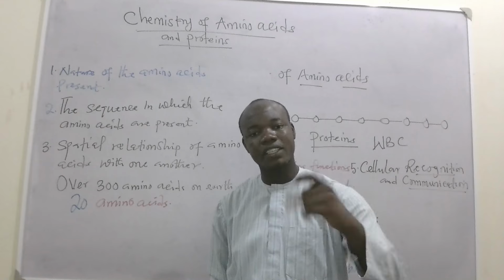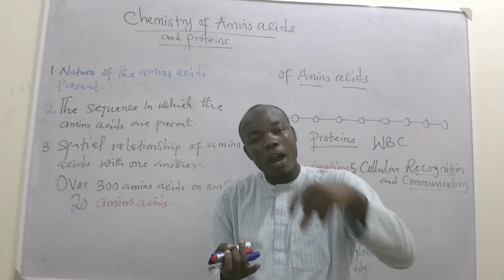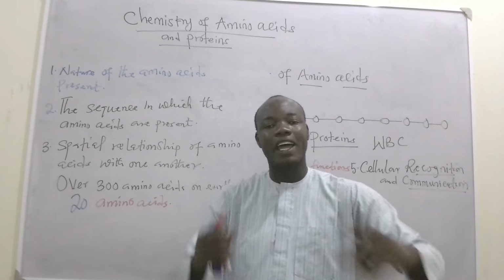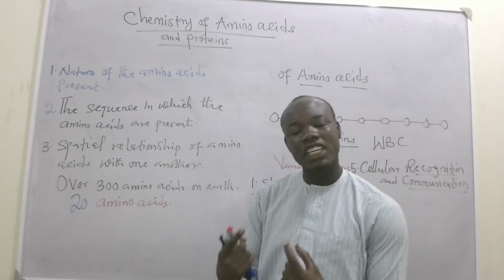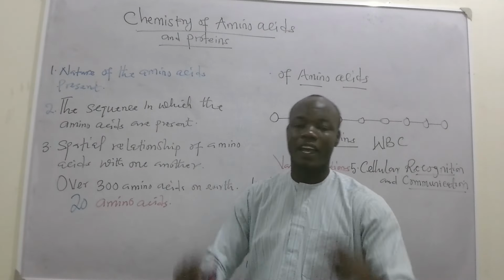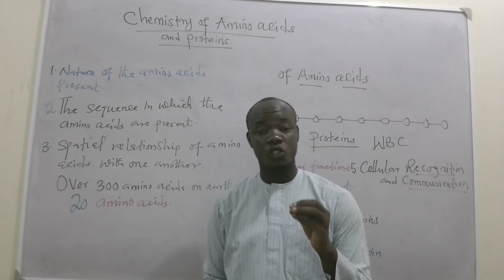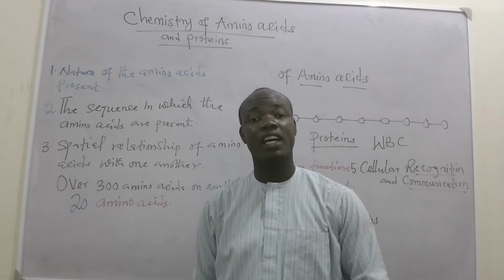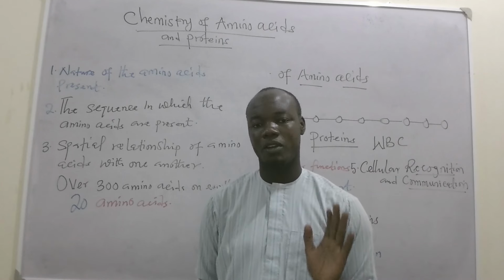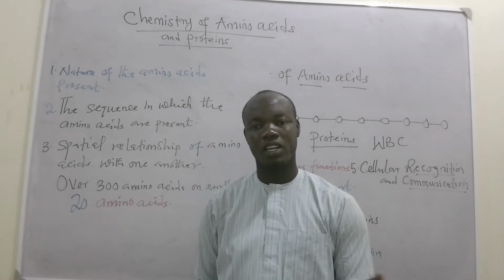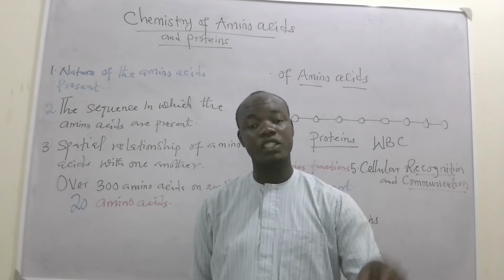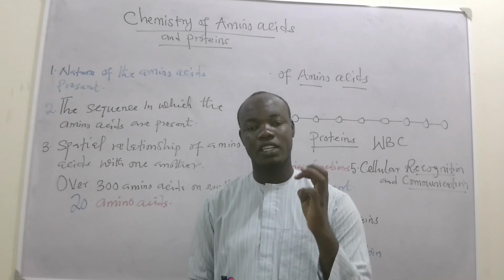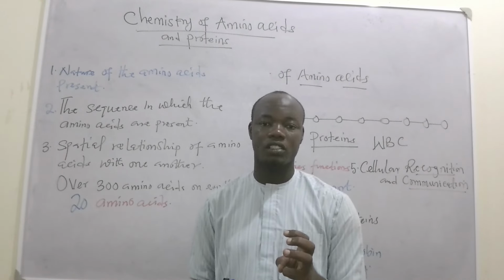So that is why the structure and the functions of the proteins depend on the amino acids found there. That is the nature and the sequence. How many amino acids are there, and how are they arranged? That is the structural relationship of one amino acid with another in the proteins. So the structure and the functions of the proteins depend on the nature of the amino acids, the sequence, as well as the spatial relationship between the amino acids. These three things are very important when we are trying to know the functions and the structure of the proteins.